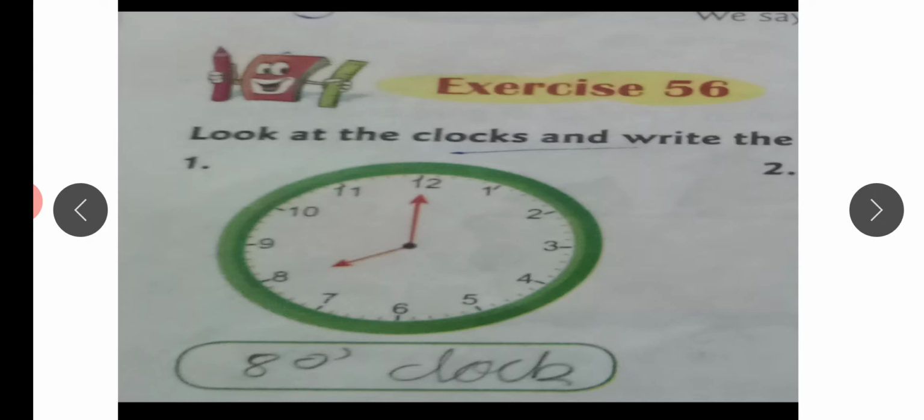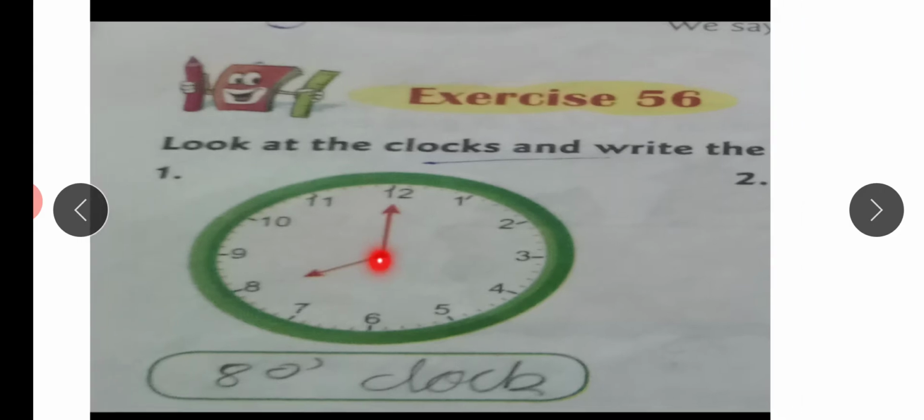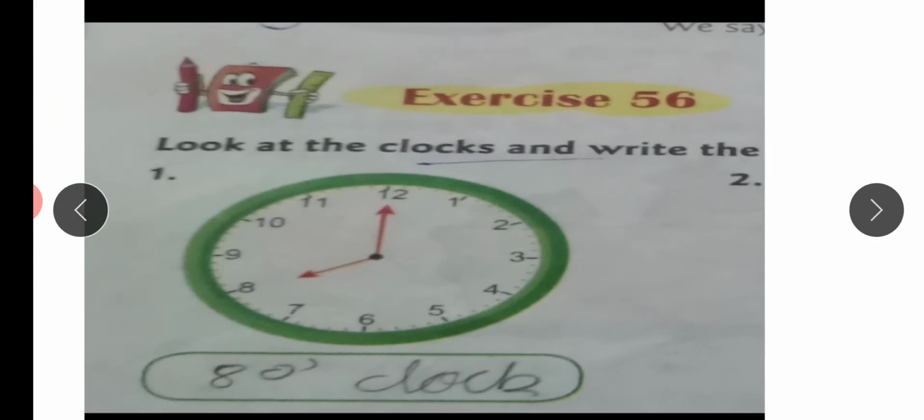You can open exercise 56 now, in which what I have explained just now is there. In exercise 56, look at the clocks and write the time. Here you can see, students, the small hand is at 8 and the longer hand is at 12. That is, the hour hand is at 8 and the minute hand is at 12. So we can say our time is 8 o'clock, because I just explained that whenever the minute hand is at 12, we read it as o'clock, and the short hand is at 8, so we read 8 o'clock.